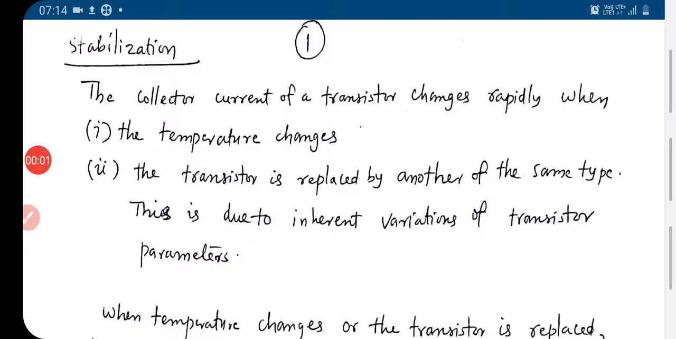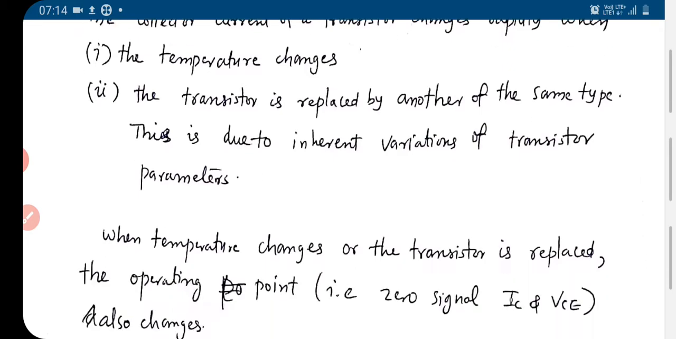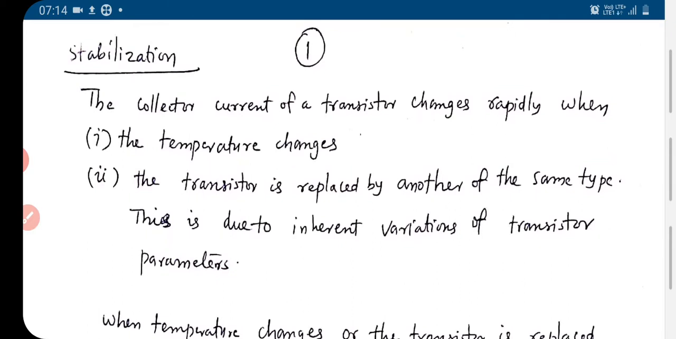Today we will discuss the stabilization of a transistor circuit with respect to the change in temperature and the change in the transistor itself. The stabilization of a circuit is very important. Otherwise, there may be things like thermal runaway. Thermal runaway is something we should avoid. We will discuss what thermal runaway is.